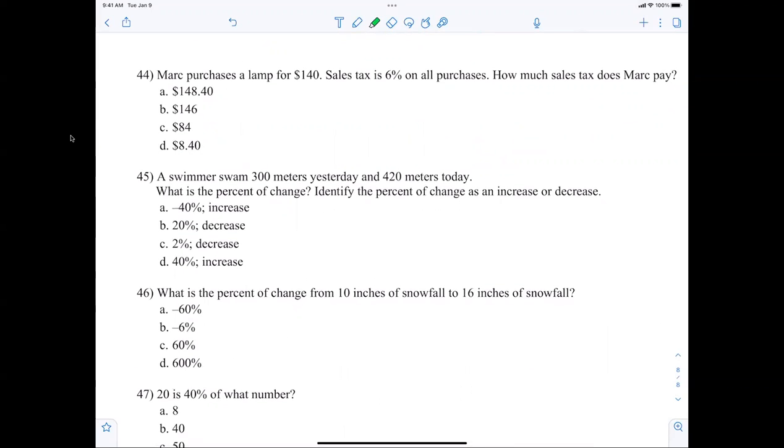So $140, the sales tax is 6%. Okay, so this time we only have to pay the what? We only are interested in the answer to the sales tax, so I have to do what? That's right, 140 times 0.06, what you would tell me is $8.40. I'm good with that.